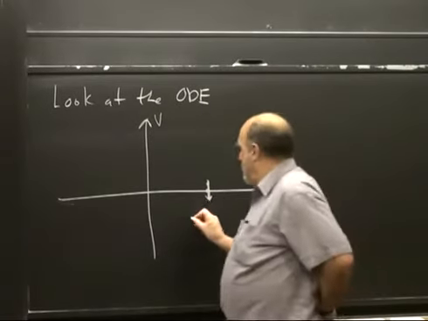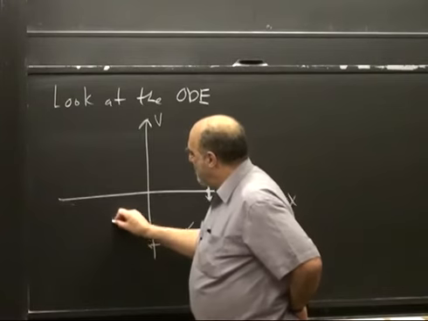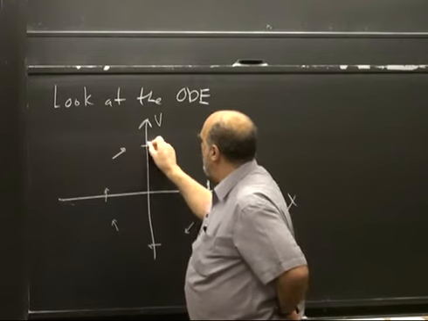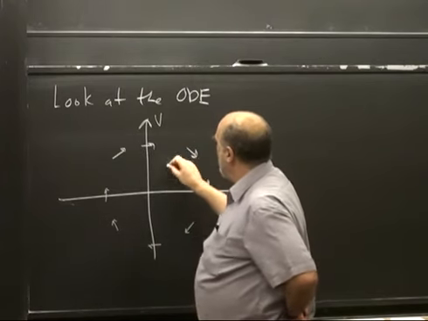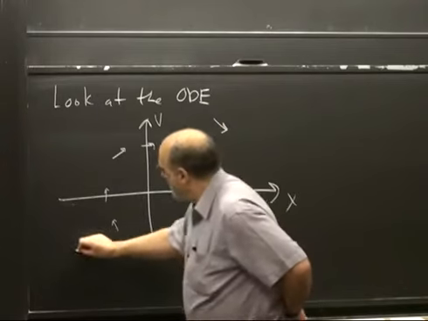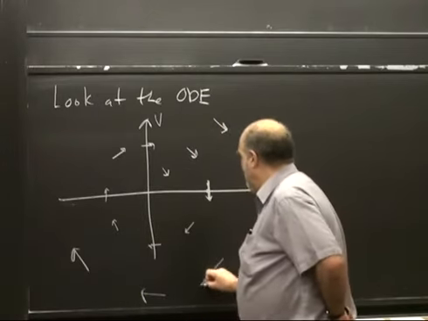And we can draw little arrows everywhere on this plane. In fact, we can draw them not just on the solution, we can draw them off the solution. So one way of representing the differential equation is by the set of arrows we draw on this phase plane. And this is the direction field.